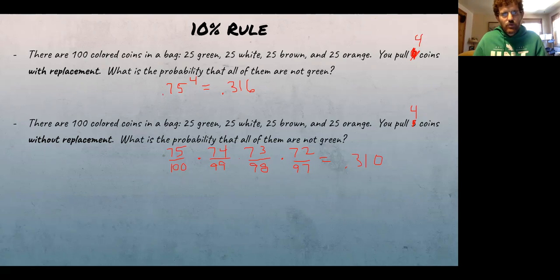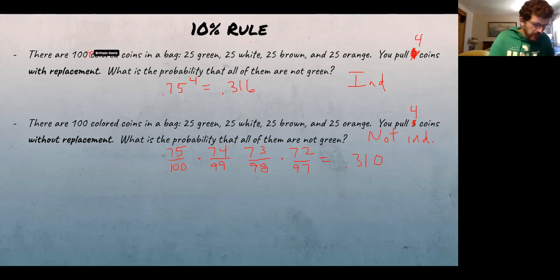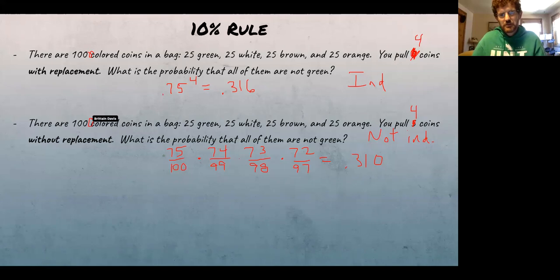Okay, so with replacement versus without replacement, truly independent right here versus not independent, we can see there's not much difference. We're talking about a 0.6% difference between those. And if we had even more, if this is 1,000 and we were running the same experiment, that difference would be even more negligible, right? So now we're going to do one more example right here.